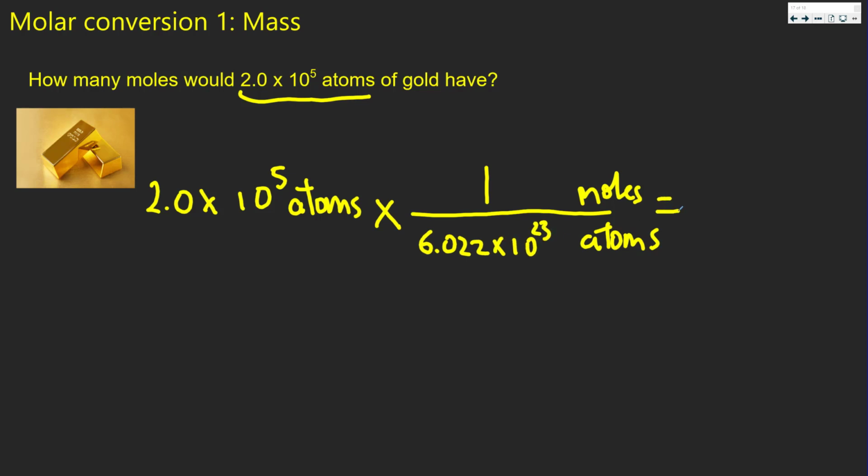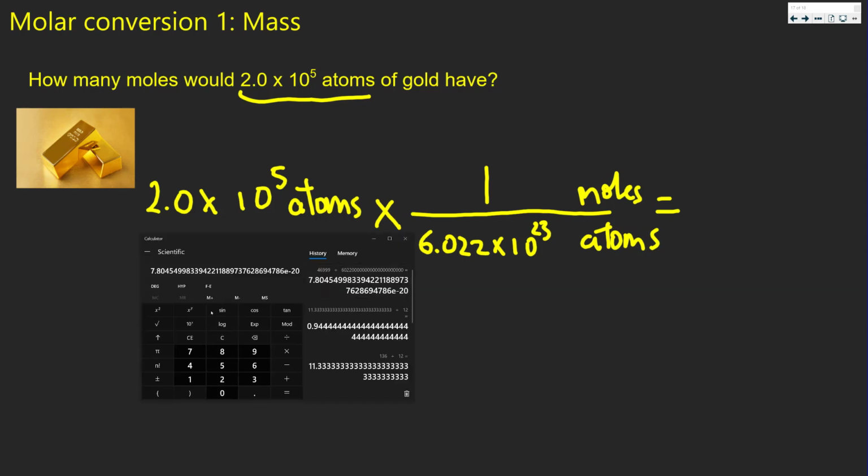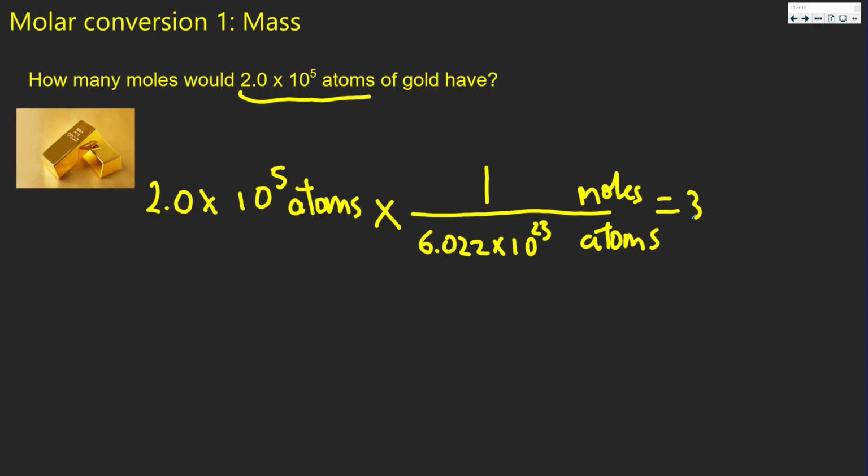And I'm going to do some math with the calculator. So let's try this one, right? So 2.0, and then I'm going to do EXP 5. I'm going to divide by 6.022 EXP 23. And that's my number. I have 3.3 times 10 to the negative 19. And this is going to be moles. Notice my atoms got cancelled out. I have moles left. And that's my answer.